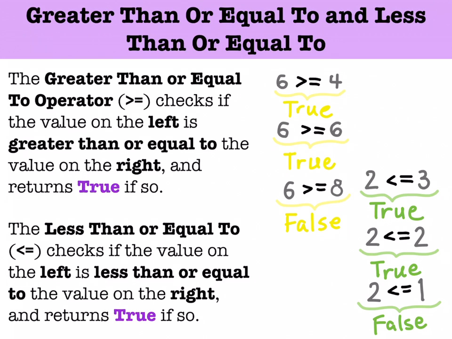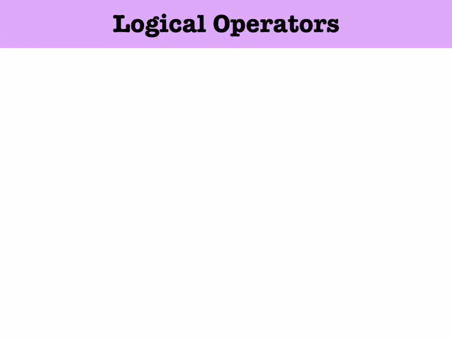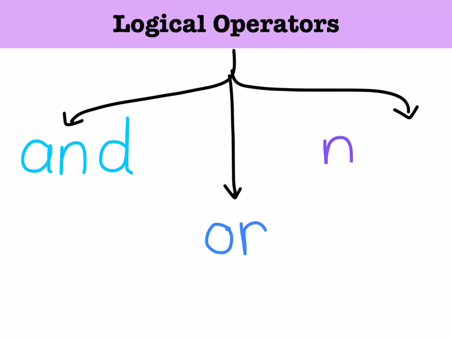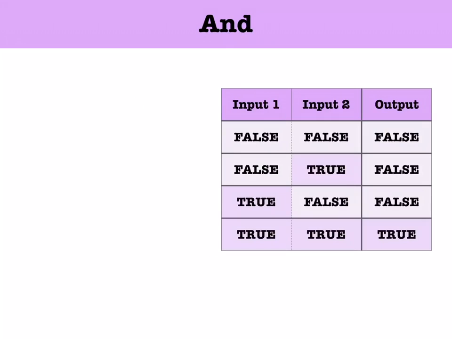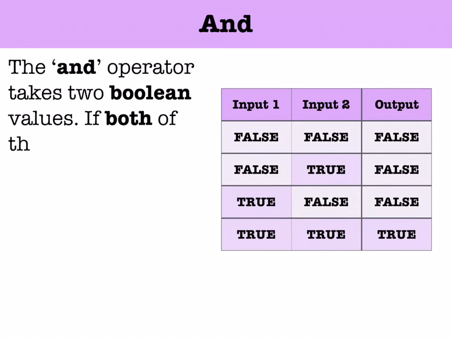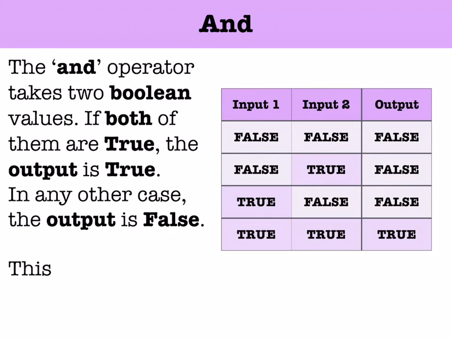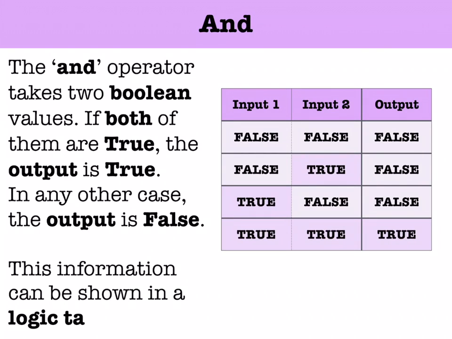Look at the examples. There are 3 logical operators in Python: AND, OR, and NOT. These are keywords in Python. They are not represented by any symbols. The AND operator takes 2 Boolean values. If both of them are true, the output is true. In any other case, the output is false. This information can be shown in a logic table such as the one on the right.